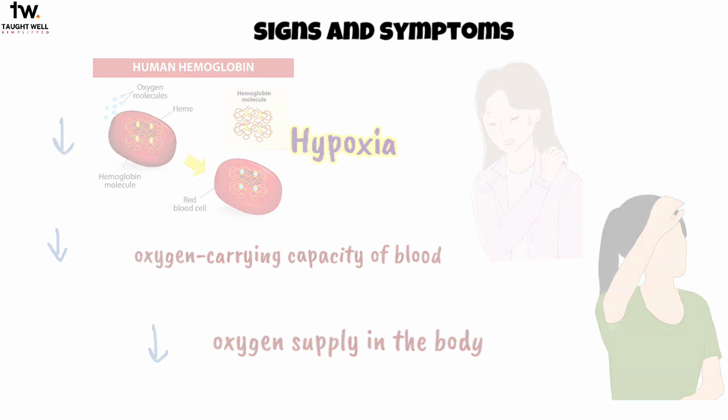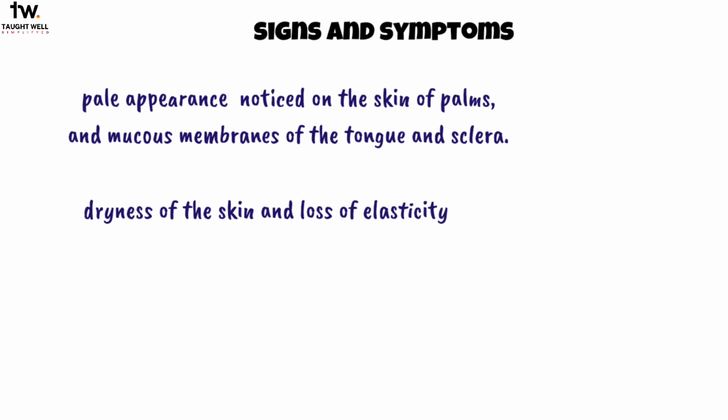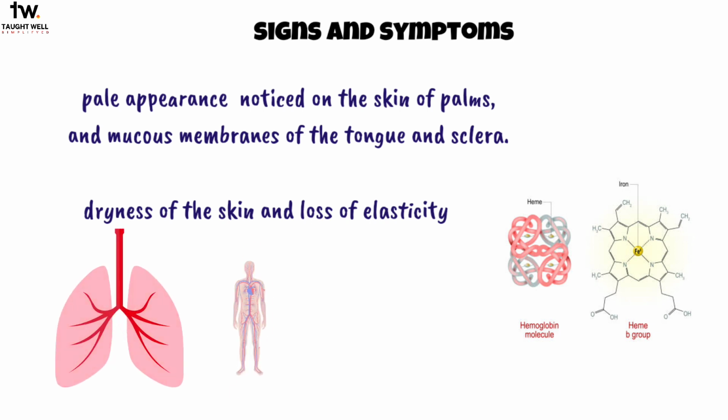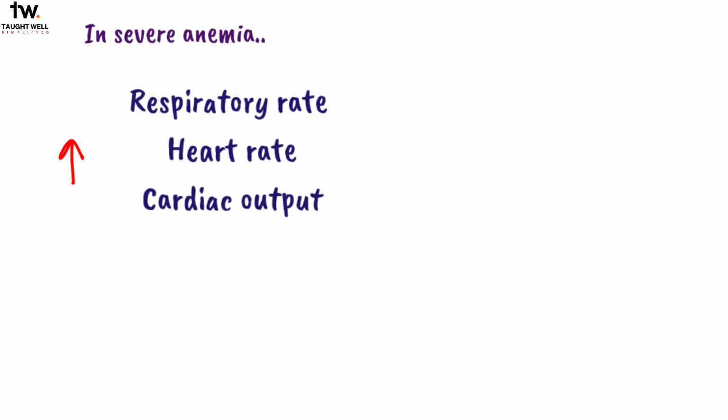We can also see the effects on the skin. There is a pale appearance which is significantly noticed on the skin of palms and mucous membranes of the tongue and sclera. There is also dryness of the skin and loss of elasticity. We know that hemoglobin carries oxygen. So, when it is reduced in anemia, the respiratory and circulatory systems are affected. They try to compensate by working at a faster rate as we just learned. So, in severe anemia, we can observe increased respiratory rates, increased heart rate, and cardiac output.